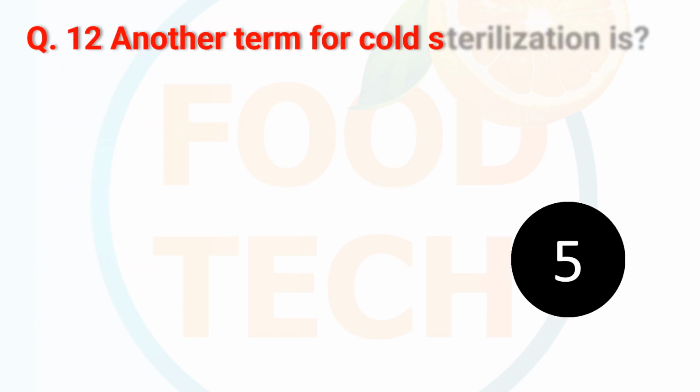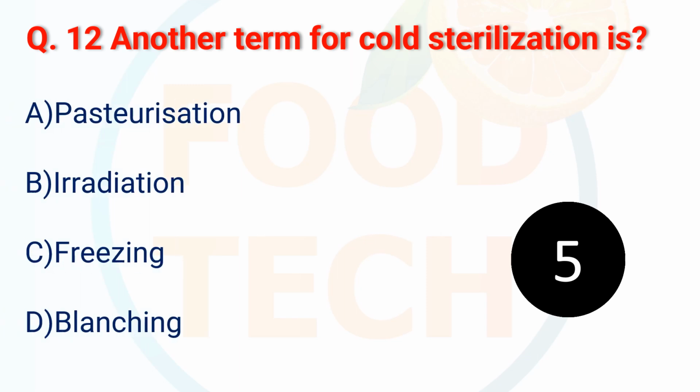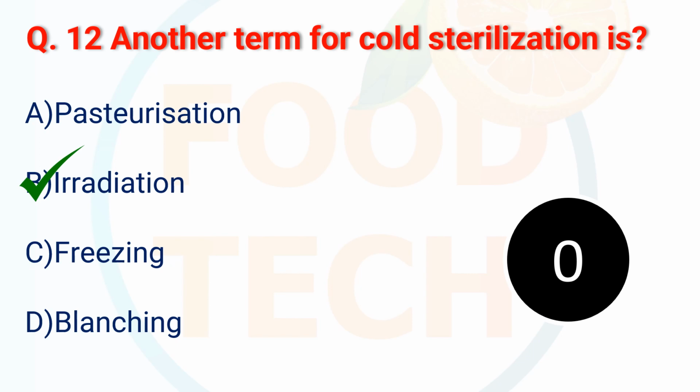Question 12. Another term for cold sterilization is A. Pasteurization, B. Irradiation, C. Freezing, D. Blanching. The answer is B. Irradiation.